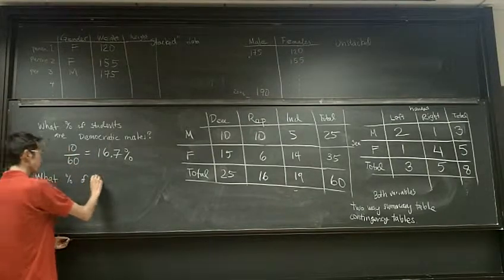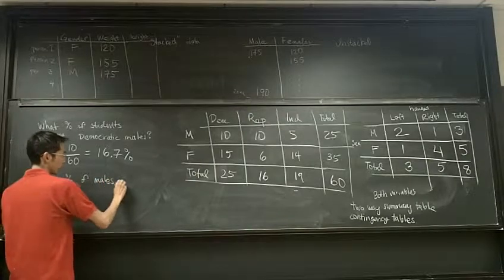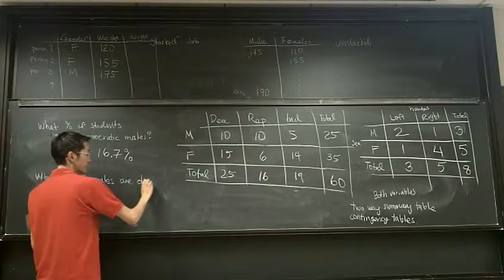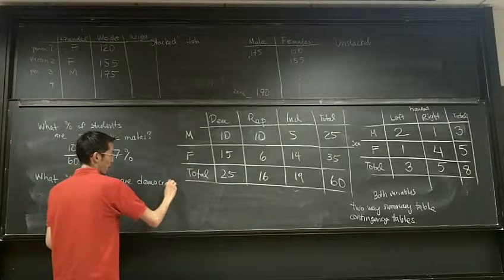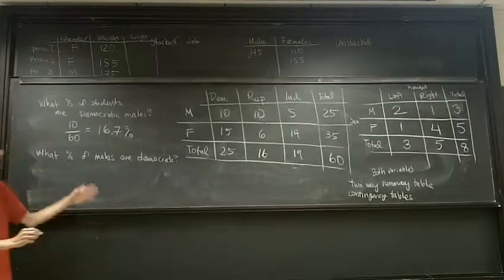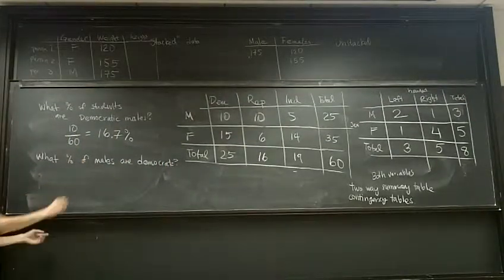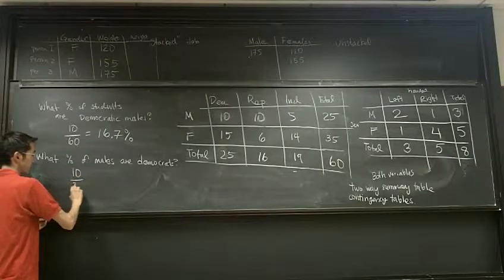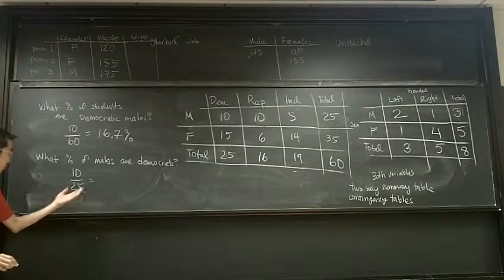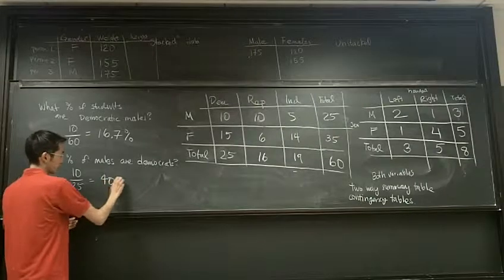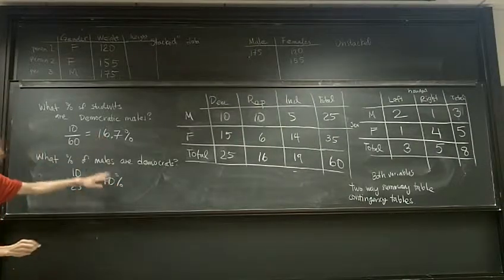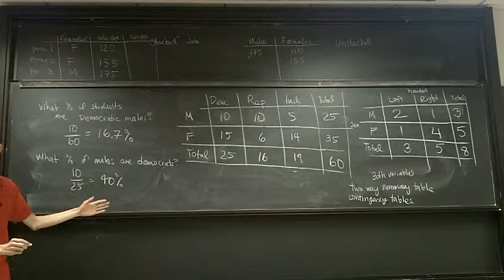Okay, so what percentage of males are Democrats? And what do I do here? 10 divided by 25. Now I do 10 divided by 25, okay? 40%. So that would be 40%. Okay, very different answers, 16.7 versus 40%.